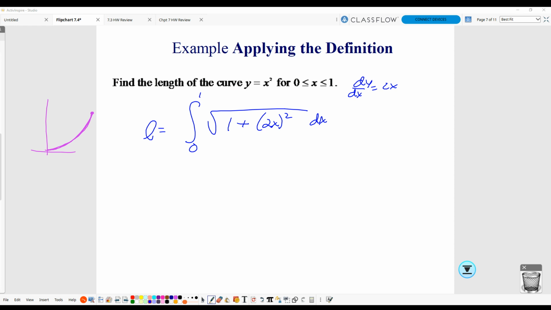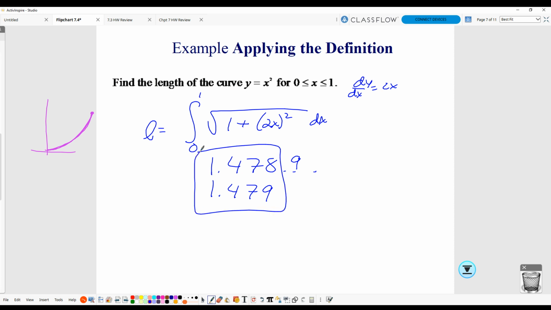Anyone get it yet? Nicholas? 1.478. 1.478, so let's check. Integrating square root of 4x squared plus 1, close the parentheses with respect to x, comma 0, comma 1, close the parentheses again, and 1.478, or that next number was a 9. So both of those would be counted as correct on the AP exam.